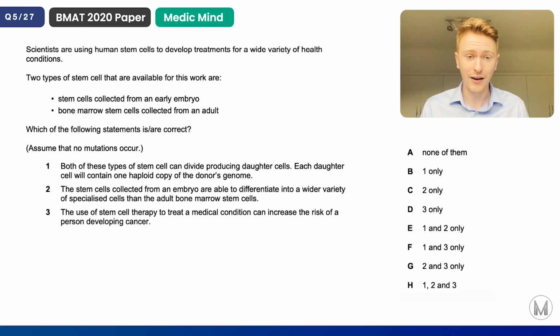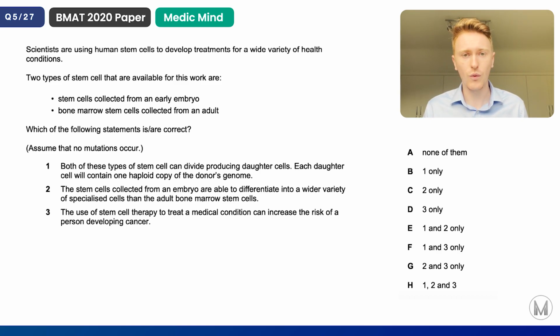And now we're back to biology again, which hopefully should be a bit more useful. Here is question 5, and it's a question about stem cells. We're given again 3 statements and asked to pick which one or which combination is correct. It's particularly comparing stem cells from an embryo to stem cells derived from bone marrow. In other words, embryonic stem cells versus adult stem cells.